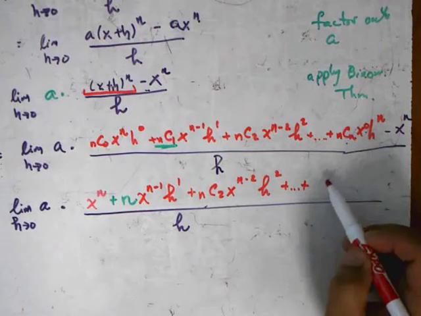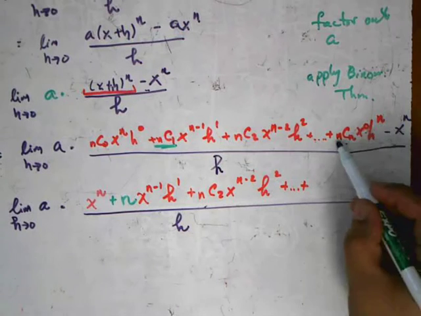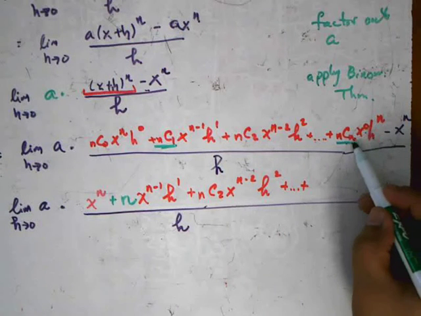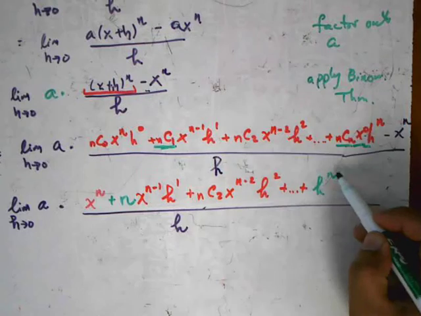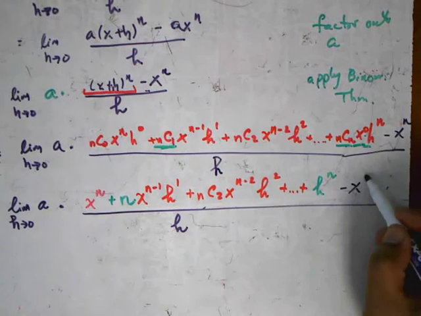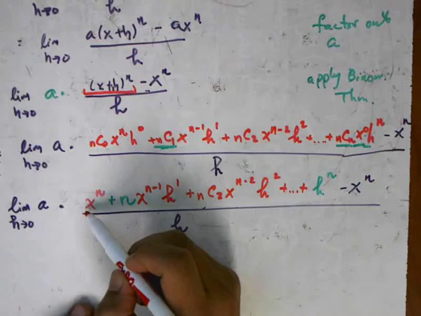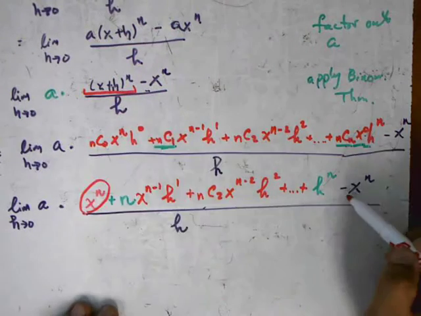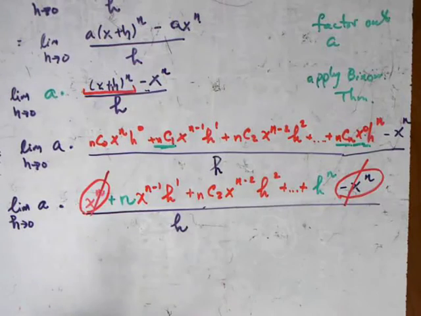Now n choose n is also 1. This right here is also 1. X to the 0th is also 1. And so all I have left here is just h to the nth. And then minus x to the n. And as always, the fun part happens when things start to cancel. So you see this x to the n and negative x to the n. That's gone. That's gone.